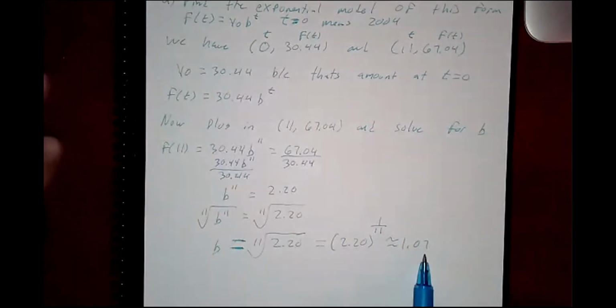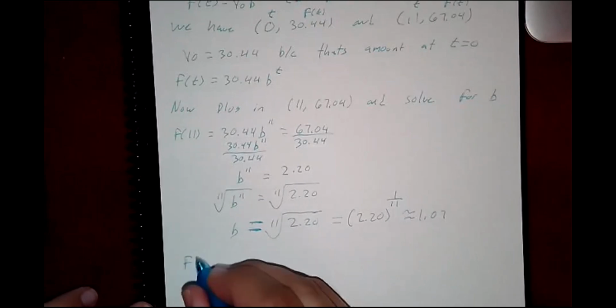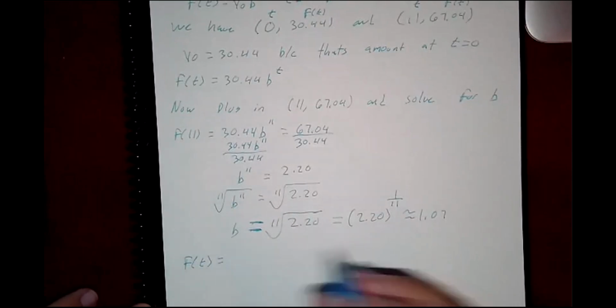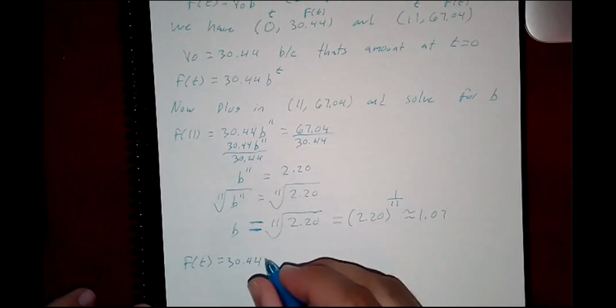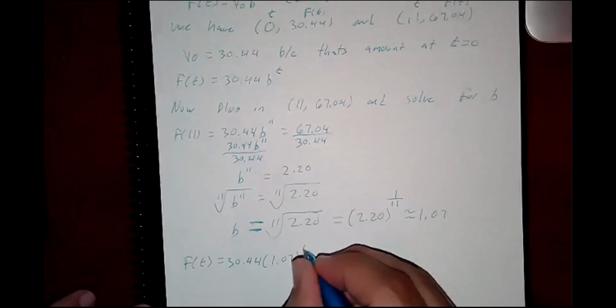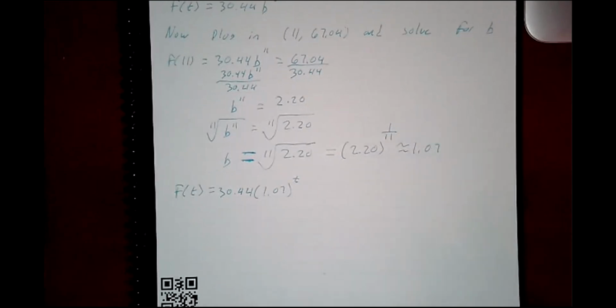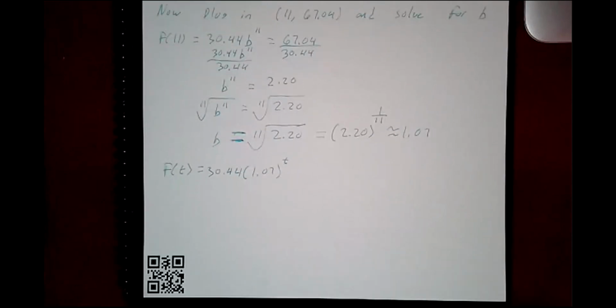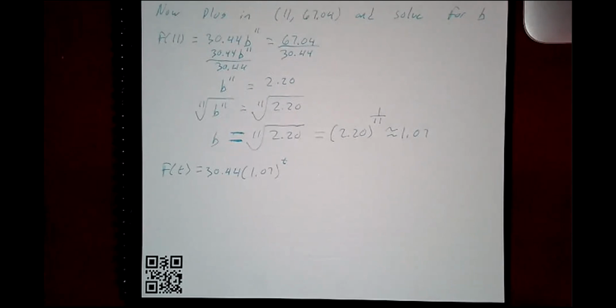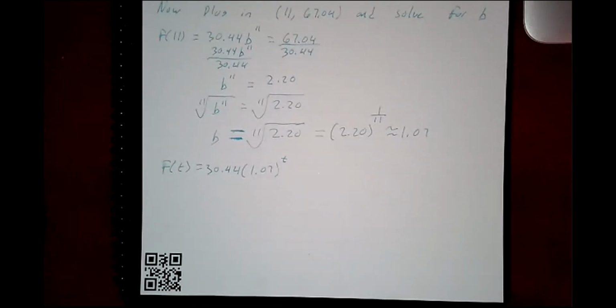So now our model will be 30.44 times 1.07 to the t. So now it can tell me what the office space costs between 2004 and 2015 and possibly after 2015. So it can model future prices. You might have like one or two of these times, but most of them will just be like we did before, just plugging in numbers and seeing what happens.